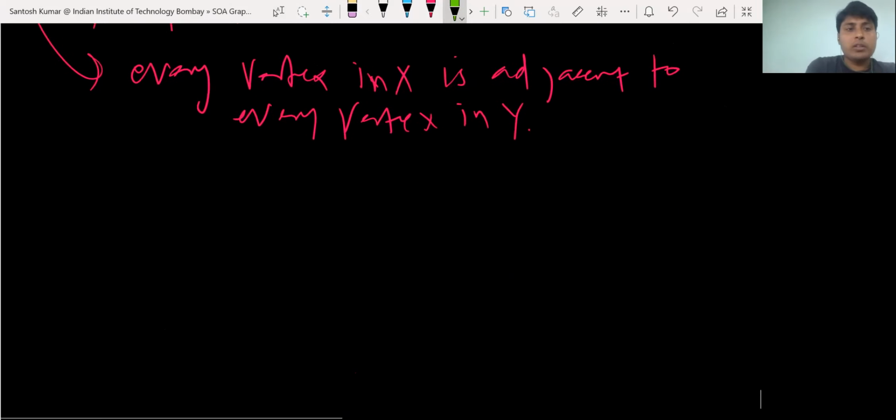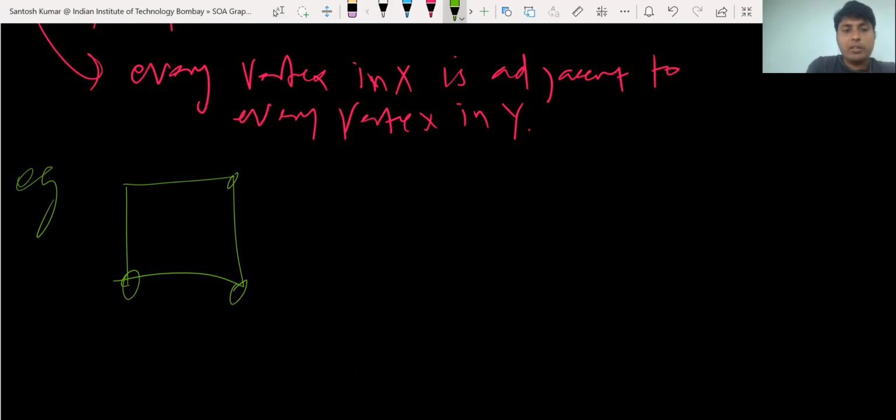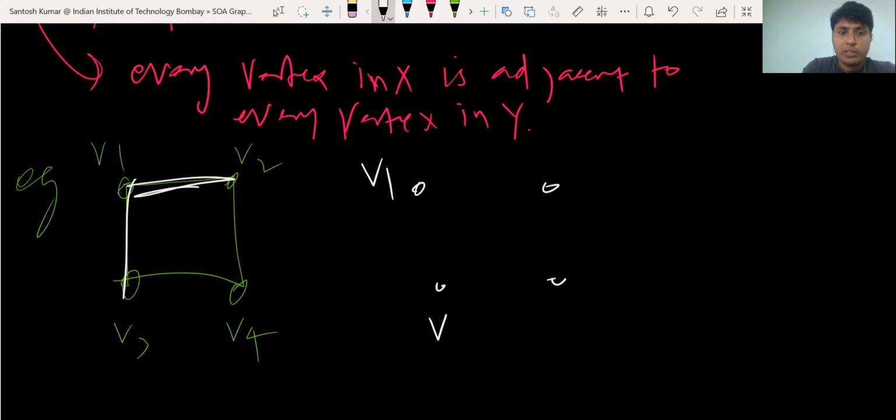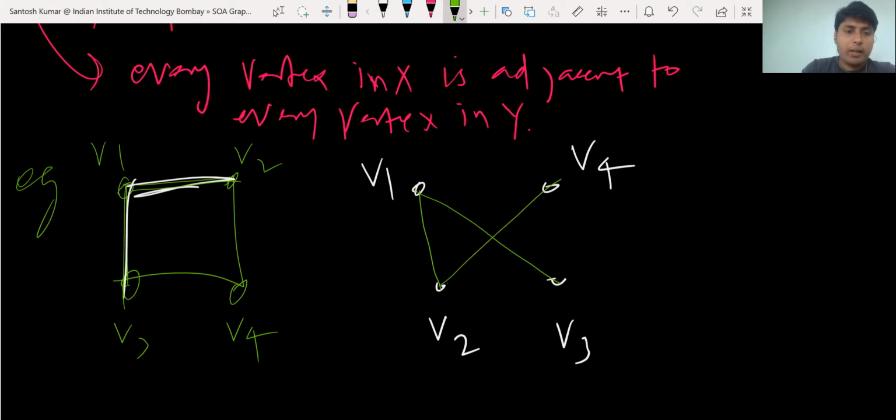For example, let me draw one. In one way, you can consider this C4 as a bipartite graph, like we made already, with V1, V2, V3, V4. It's a complete bipartite graph, you can say. Let me draw it in another way. V1 is adjacent to V2 and V3, so let me take V2 and V3 here, and V4 here. V2 has edges with V1 and V4, and V3 has edges with V1 and V4.